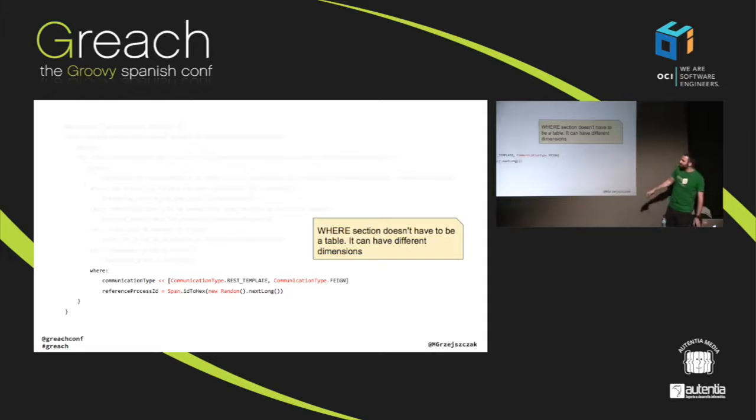And if you look at the bottom, this is nice because you have a where clause. I'm pretty sure you're accustomed to having a where clause in the form of a table, but you don't have to have a table. Here, I want to run the test for REST template and Feign, but I want the reference process ID to always be created like that. So here you have a matrix where the first communication type is REST template and the reference process will be, let's say, A, and then you test it with Feign, and the reference process will be B. So this part will be executed each time the first one is picked.